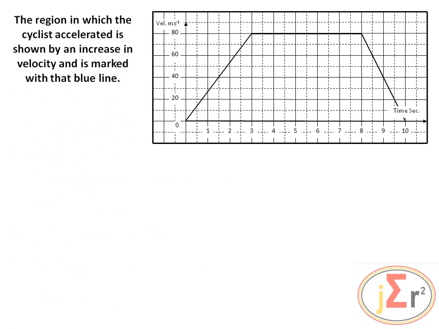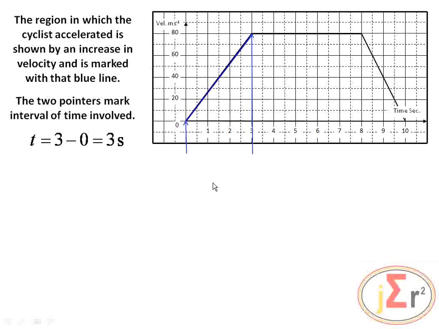So, the region in which the cyclist accelerated is shown by an increase in velocity and is marked with the blue line. That's your blue line that marks the region in which the cyclist accelerated. What is the time associated with that region? 2 pointers mark the interval of time involved from here to there, and we can see that t is equal to 3 minus 0, which is equal to 3 seconds.